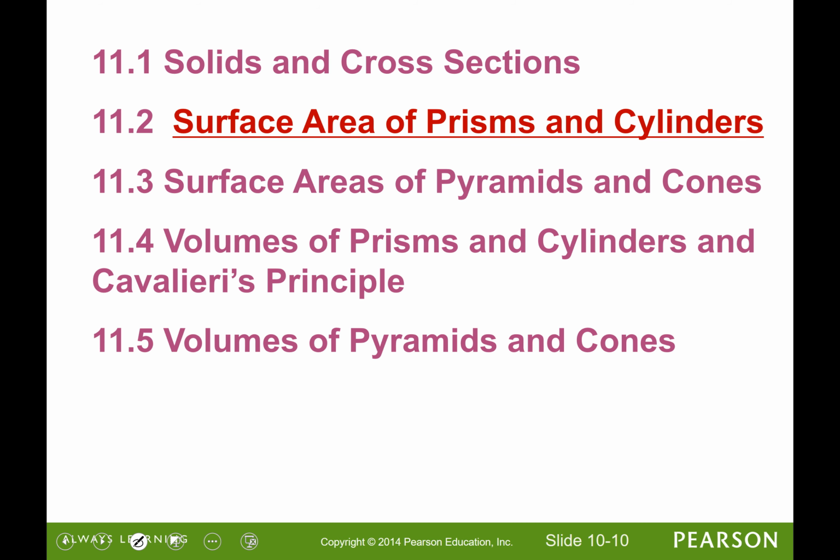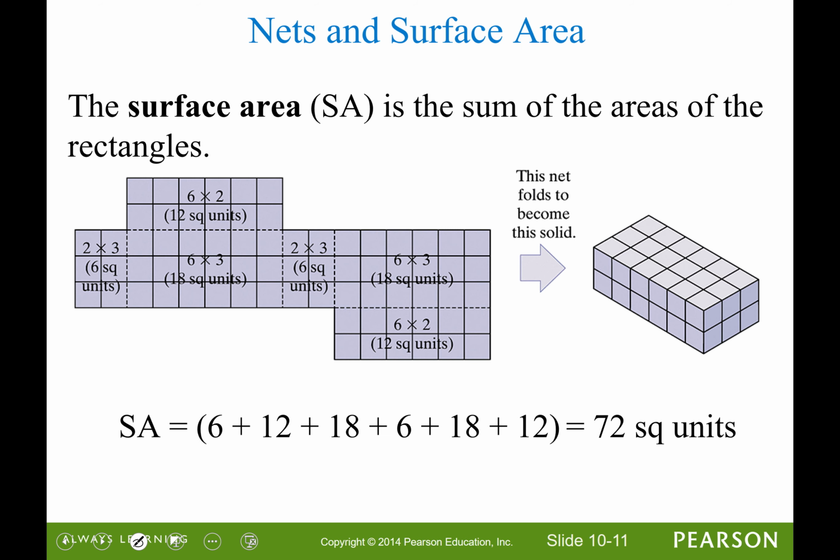11.2 is on surface area of prisms and cylinders. Okay, so we're going to start by looking at nets and surface area. So surface area, we're going to use a capital S, capital A. You guys need to remember that, okay? Not lowercase s, not lowercase a. We're going to use capital S, capital A.